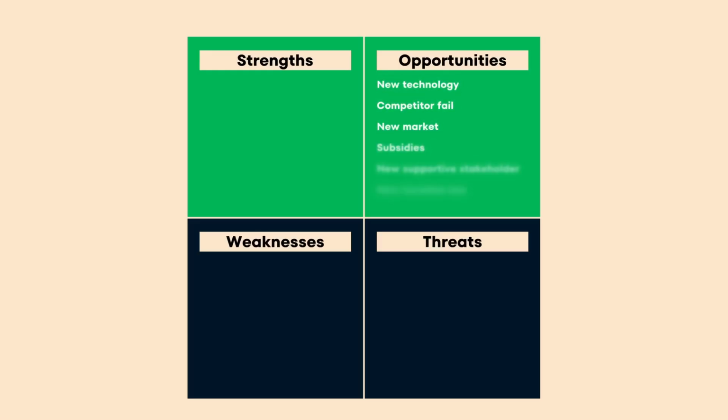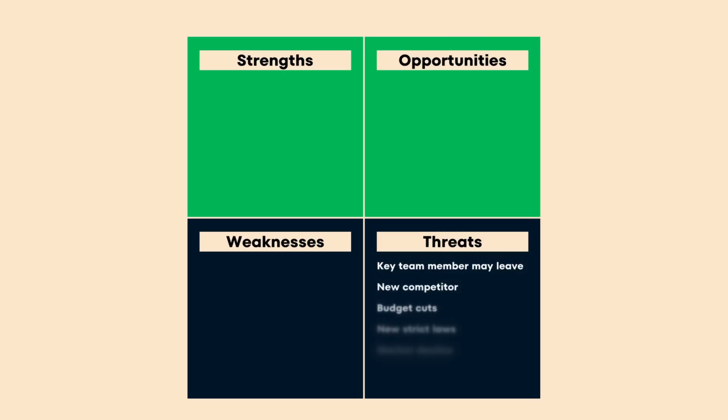Opportunities are external to the project, and they could be new technology, new market, or new stakeholder to get support from. Threats are also external, and they may cause trouble for us, such as new competitors, key team members leaving, or budget cuts. When we look at this matrix, we see two sides.